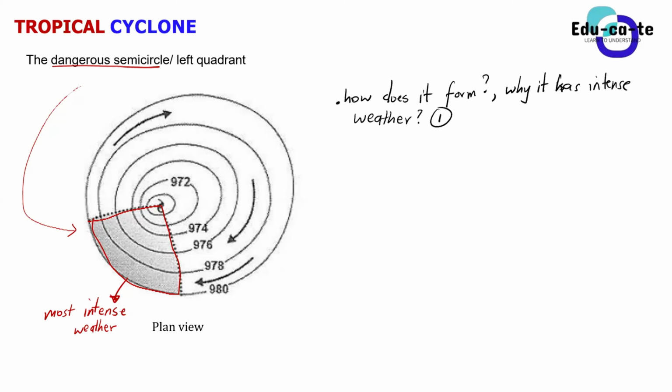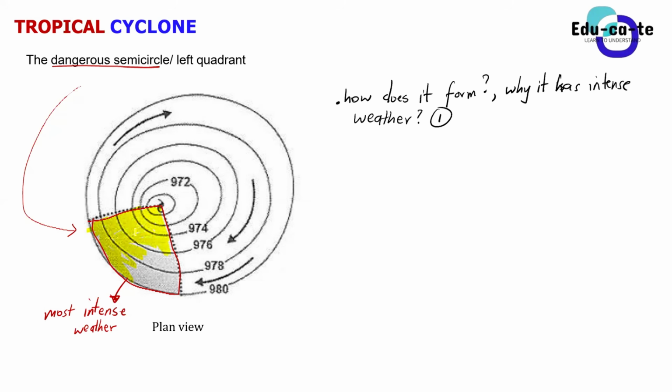Okay, guys, so last time we introduced the tropical cyclone and we went through the stages of formation of a tropical cyclone. We even talked about the conditions that are required for a tropical cyclone to form. And one of the things that we observed is that we have got a left-hand quadrant or a dangerous semicircle, which is just a region that is found on a tropical cyclone. This region is found right here, at the left-hand side of the tropical cyclone, of the low pressure system.